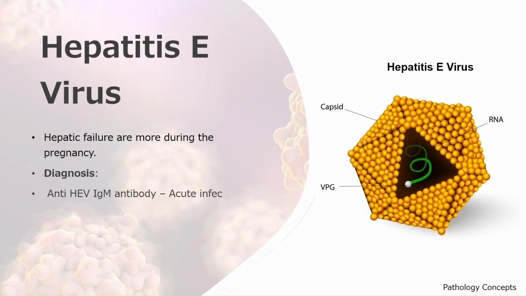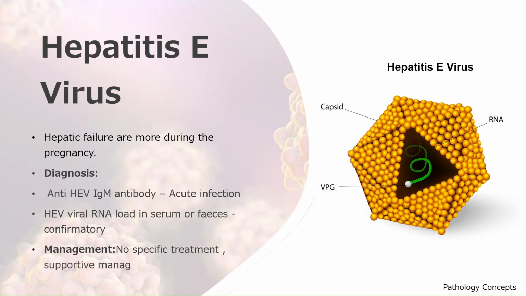Diagnosis. Diagnosis is mainly done by antibody detection in the serum. Anti-HEV IgM antibody confirms acute infection. And HEV viral RNA load in the serum or feces is a confirmatory test. The management includes no specific treatment, only supportive treatment.